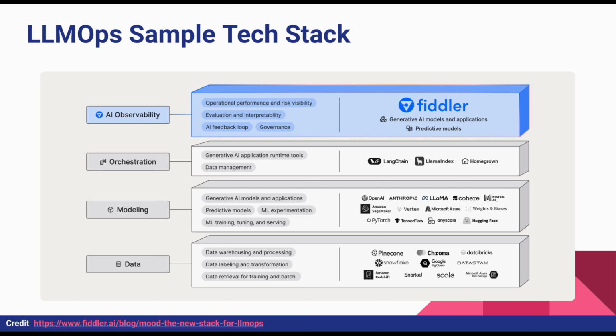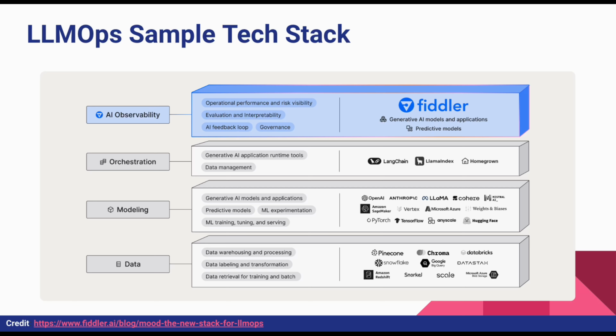Above modeling is the orchestration, which is the abstraction layer, because typically LLM applications work with multiple LLMs. So it could be using OpenAI APIs, for example. At the same time, it could be using a fine-tuned Llama model that is running on a GPU. Tools like LangChain, LlamaIndex, homegrown, etc. will help you build this orchestration layer.